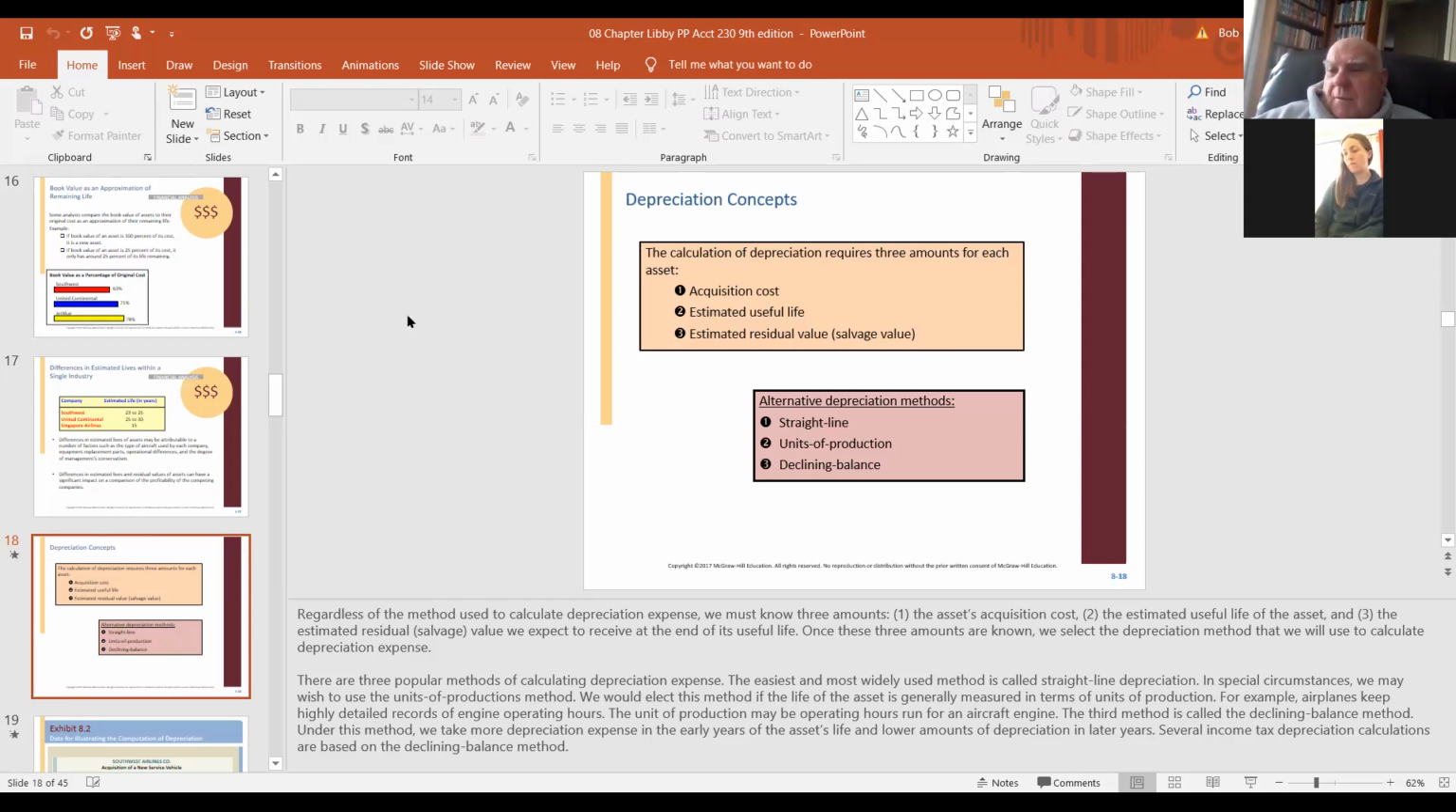We need to know how much we paid for the asset. We have to know how long, or at least be able to estimate systematically and rationally, how long that asset's going to last, and if there's any salvage value, because you don't depreciate the salvage value on two of our three methods, which are straight line, units of production, and declining balance.